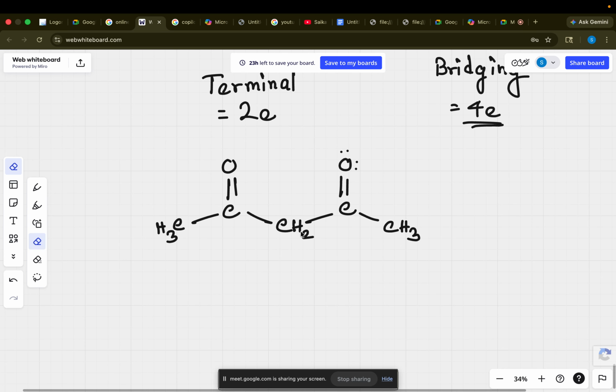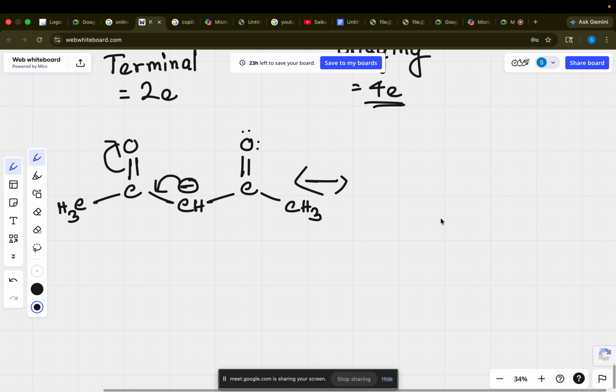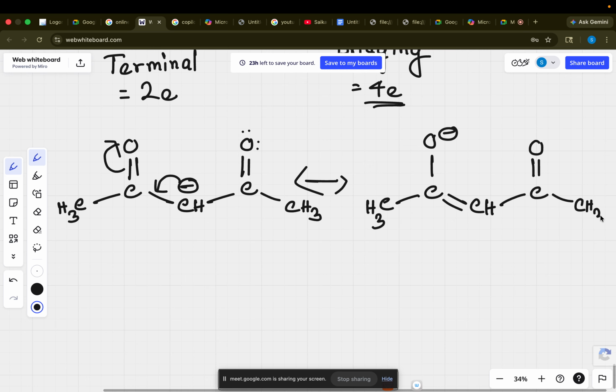So if you use a base, base will abstract this acidic proton, because this is the most acidic proton. It is in between two carbonyl groups. So base will abstract the proton from here, and you will get a negative charge here, right? So now this negative charge will do resonance with this. So what we will get? Acetylacetonate. This bond will break. You are getting a double bond here. Here you have double bond O, here you have CH3. So this is your acetylacetonate.